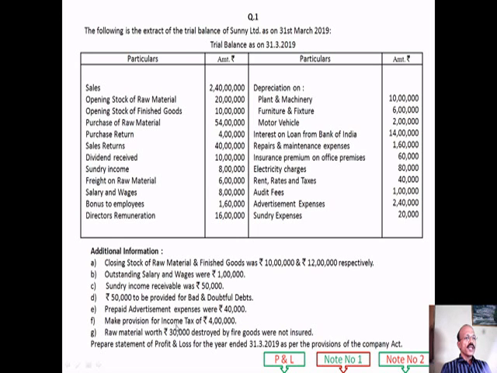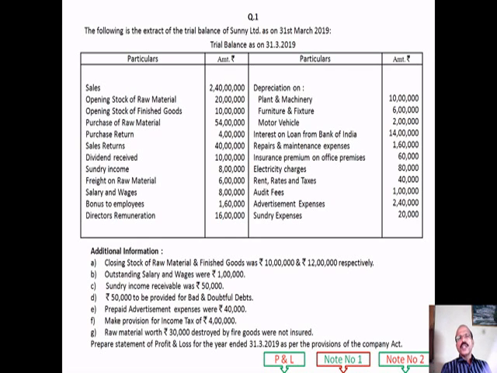Make provision for income tax rupees 4 lakh. Raw material worth rupees 30,000 destroyed by fire. Goods were not insured. Prepare statement of profit and loss account for the year ended 31st March 2019 as per the provision of a Company Act.